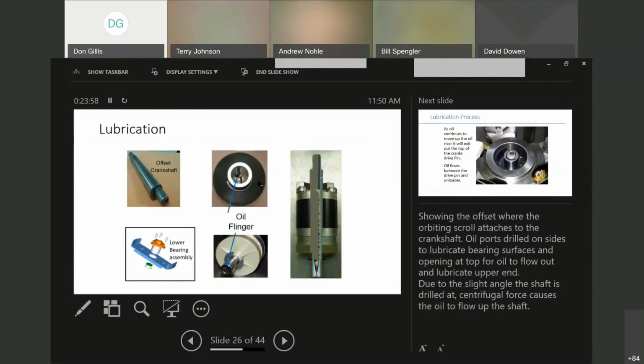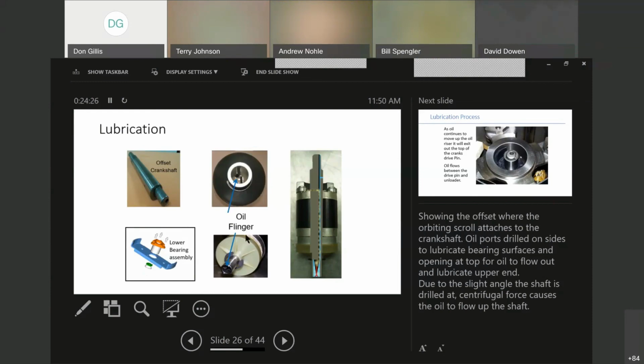Lubrication, I'm going to take these one at a time. Here's the shaft I just talked about. It is offset. Notice this lobe on offset of the center of this that allows that orbiting motion for our orbiting scroll, okay? Here is just a close-up breakdown of the lower bearing assembly that we talked about, submerged in oil all the time. And then at the very top in the middle, we have our oil flinger.